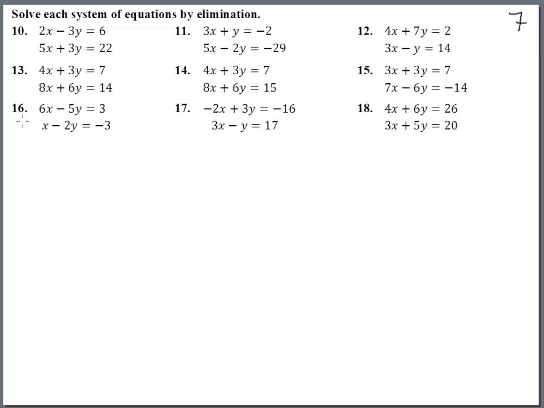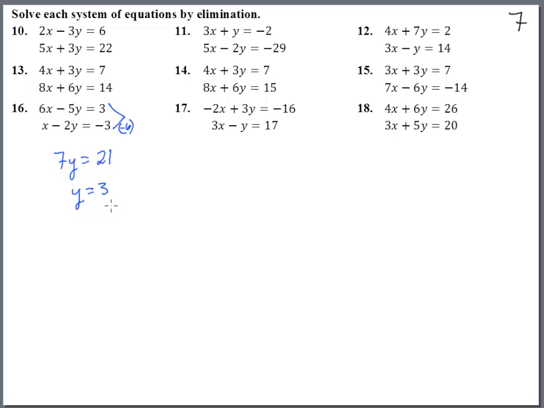Number 16. Okay, the y's don't look so good here. We'd have to times this guy by a 5 and that guy by a -2 to get them to both 10. We can times the bottom one by a -6. That might work pretty well. -6 and 6 go away. This becomes a +12 minus 5. That's a 7y equals +18 plus 3 is a 21. That means y equals 3.